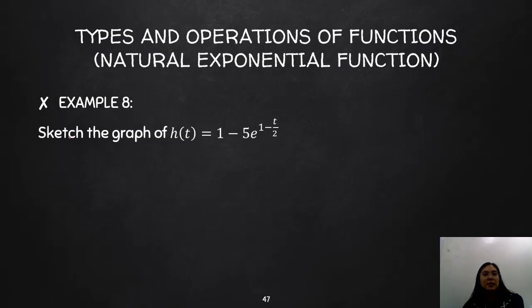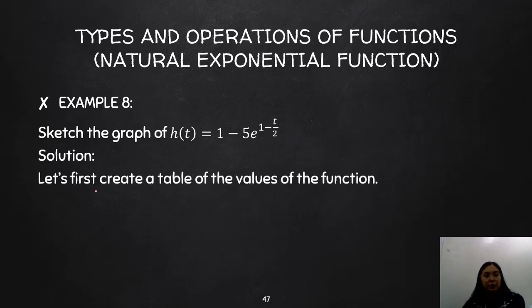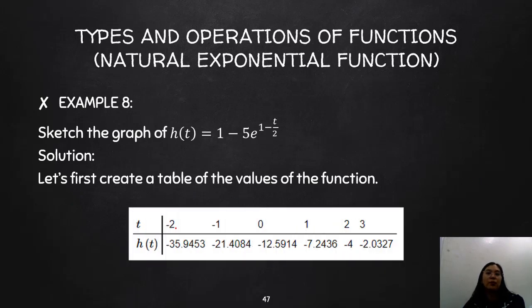So let's take a look at an example. Let's sketch the graph of your h of t is equal to 1 minus 5 e raised to 1 minus t all over 2. So of course, let's first create the table of the values of the function. So, paborito niya, -2, -1, 0, 1, 2, 3. So, you get the value of t. Kumbaga, substitute mo lang si -2, -1, 0, 1, 2, 3 doon sa equation. And then, you get the values of your h of t or your y.